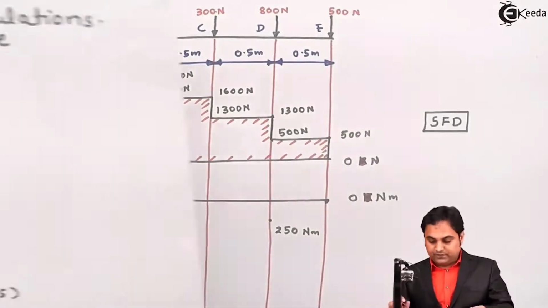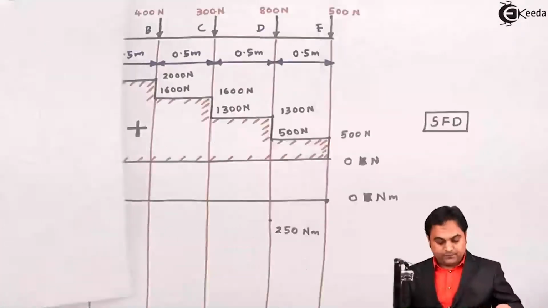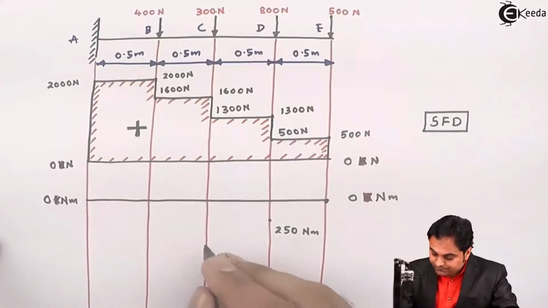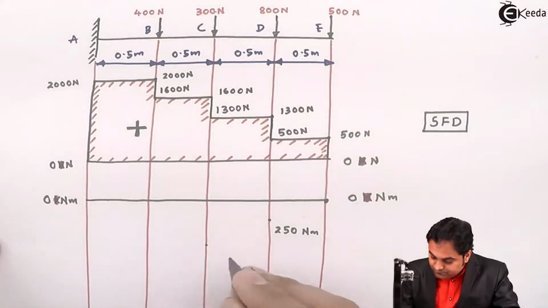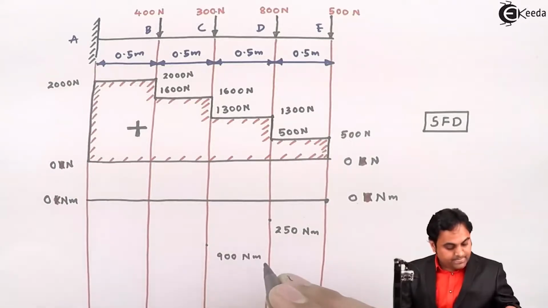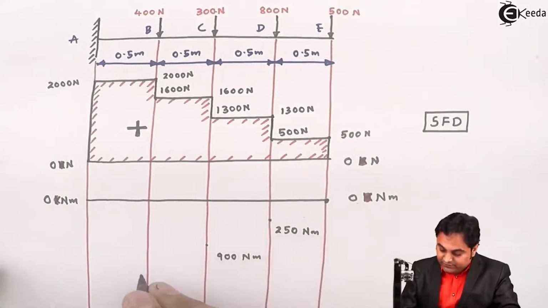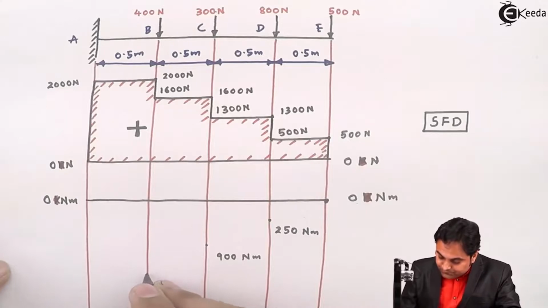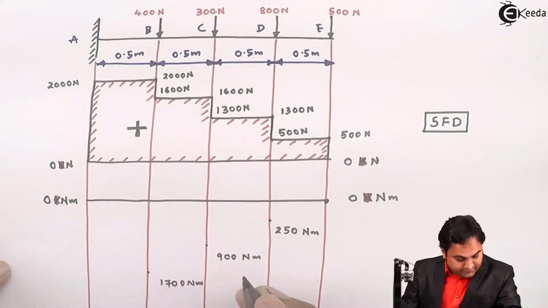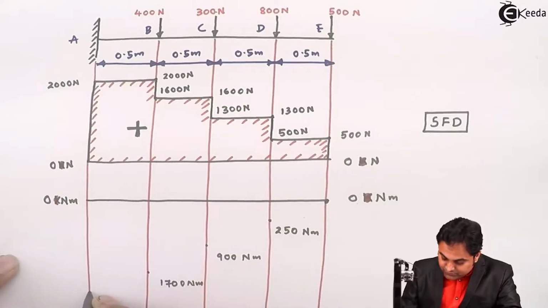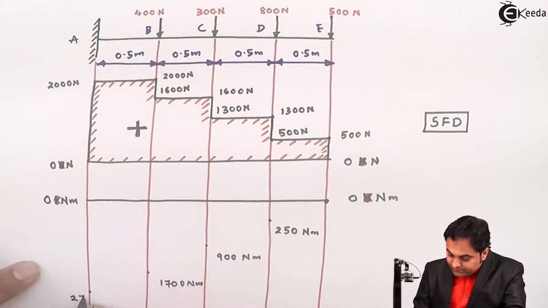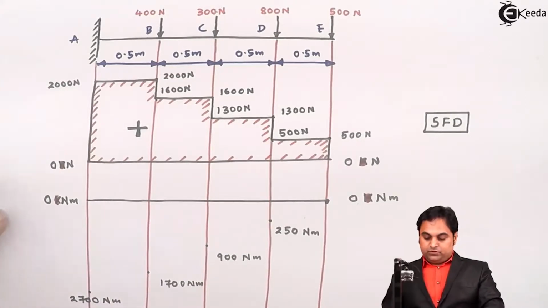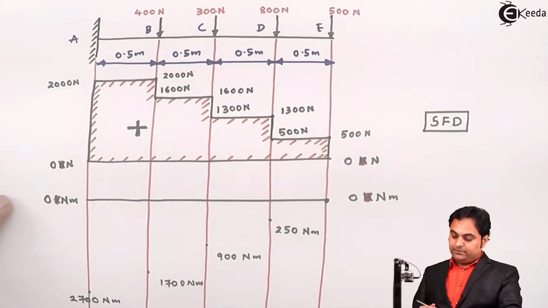Then it is minus 900. So again downward. Next, at B it is minus 1700. At A it is minus 2700 Newton meter. So now I have to join all these bending moments.